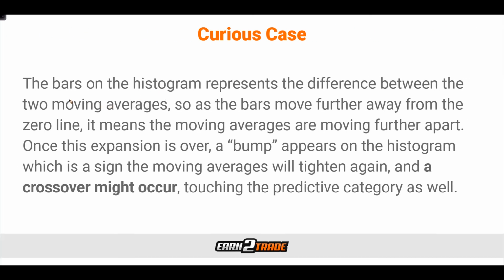So the bars on the histogram represent the difference between the two moving averages. As the bars move farther away from the zero line, it means the moving averages are moving farther apart. Once this expansion is over, a bump appears on the histogram, which is a sign the moving averages will tighten again and a crossover might occur, touching the predictive category as well.